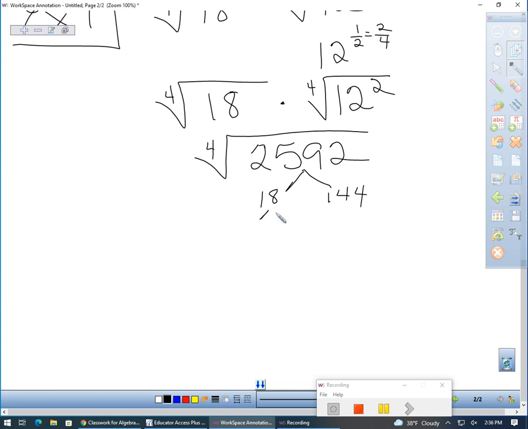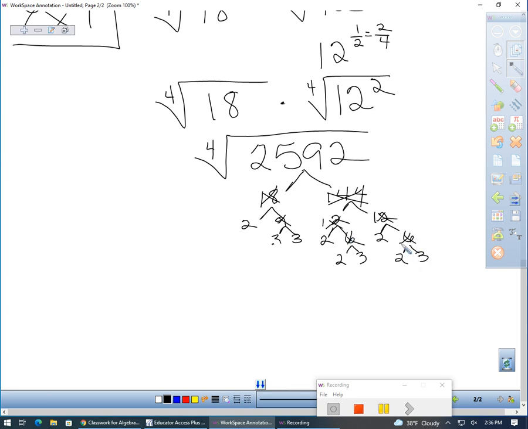All right, let's go 18 is 2 and 9. 144, let's go 12 and 12. Okay. 9 breaks down into 3 and 3. 12 breaks down into 2 and 6. And this 12 is 2 and 6. And 6 is 2 and 3. All right, so we have everything broken down.